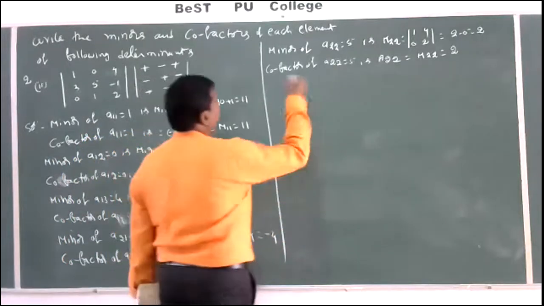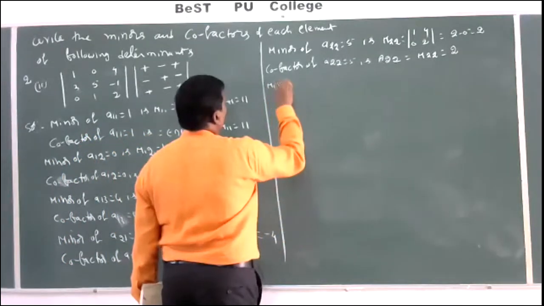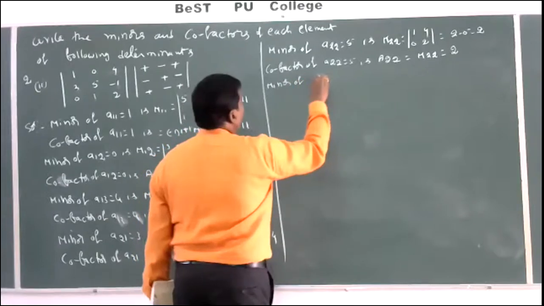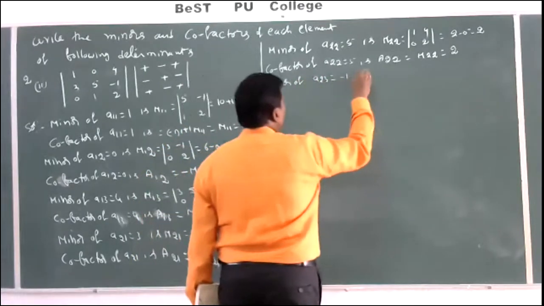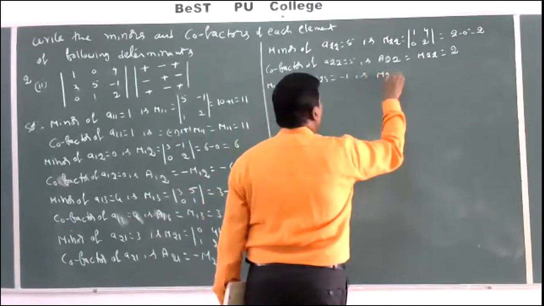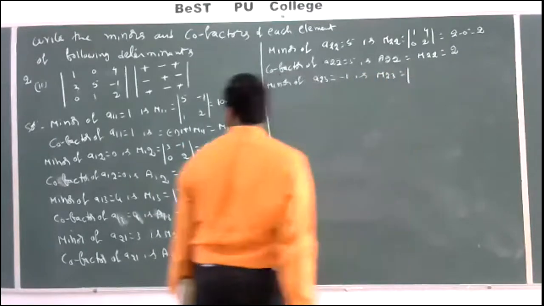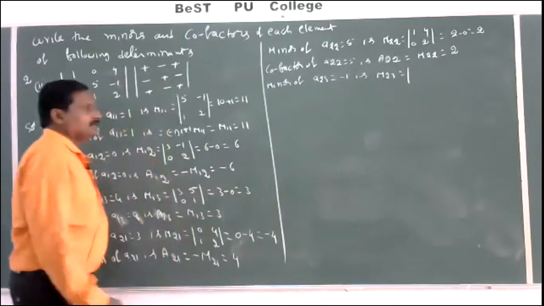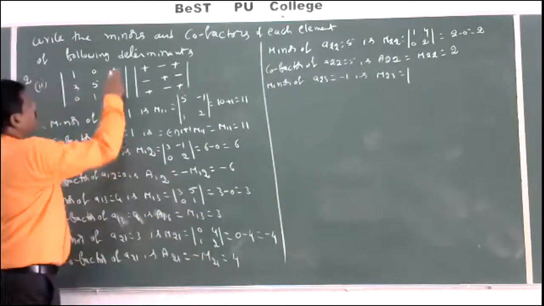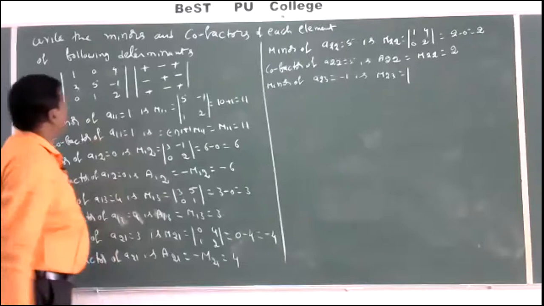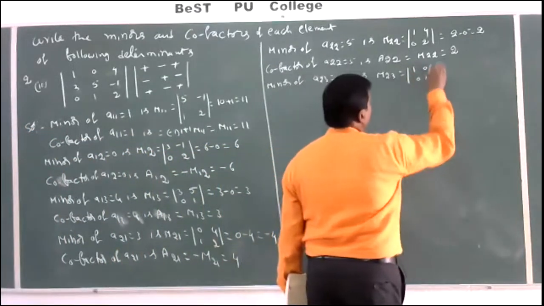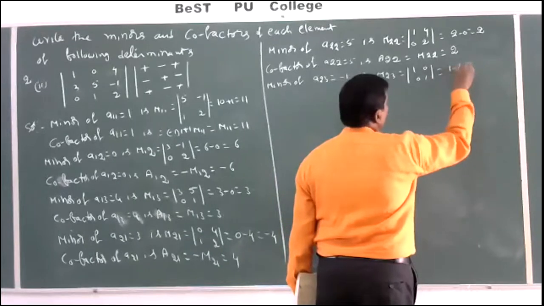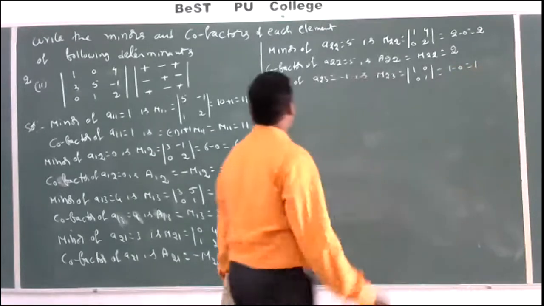Next, minor of a23 is M23. Leave the second row and third column. Then the determinant is 1 0, 0 1. This is 1 minus 0, that equals 1.